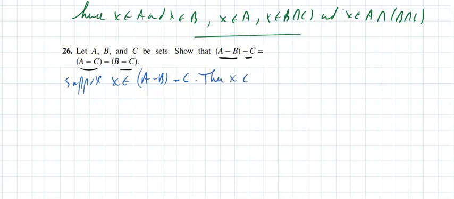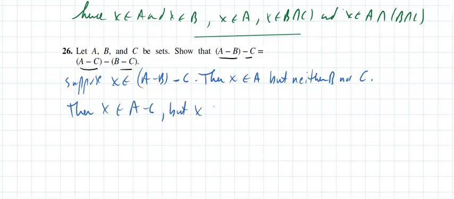Then X belongs to A for sure, but neither B nor C. Then X belongs to A minus C because it's in A, right? But X does not belong to B minus C because it's only in A. So X belongs to A minus C minus B minus C. That's this direction. Now we go backwards.